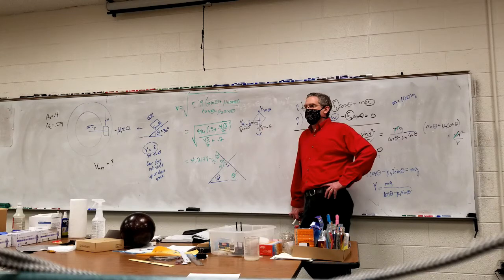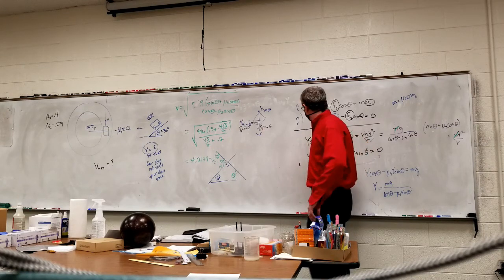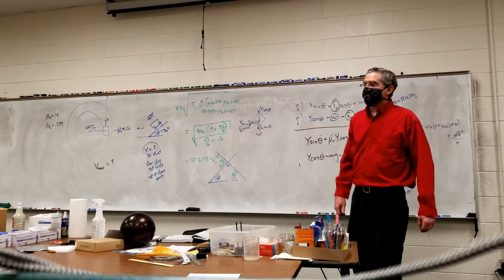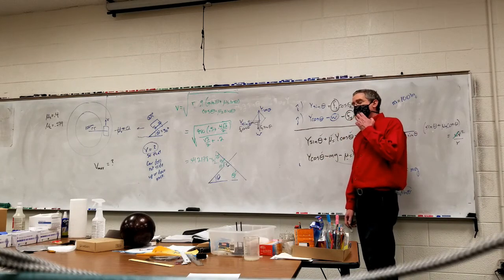Is that 9.8 or 900? It's R times G, and R is 100. Okay. That's where the 980 comes from.